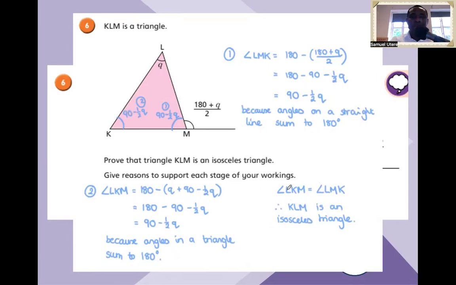Now you can see that LKM is exactly the same as LMK. So it's isosceles. So if we were to put hatch marks in this diagram, the hatch marks would be here. And just in case you're confused about this, this negative sign here influences everything inside. So this is minus q minus 90 plus half, because this is plus half q.